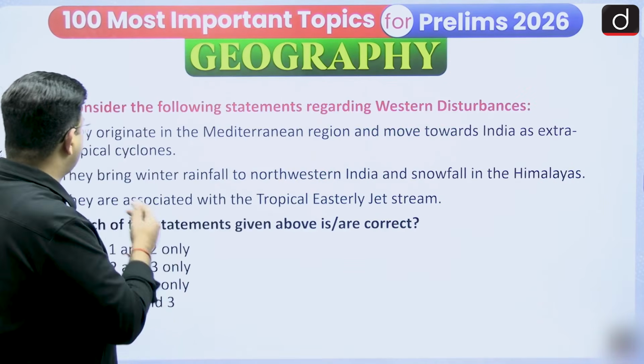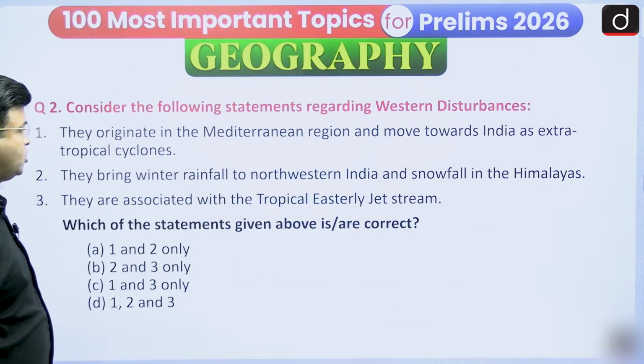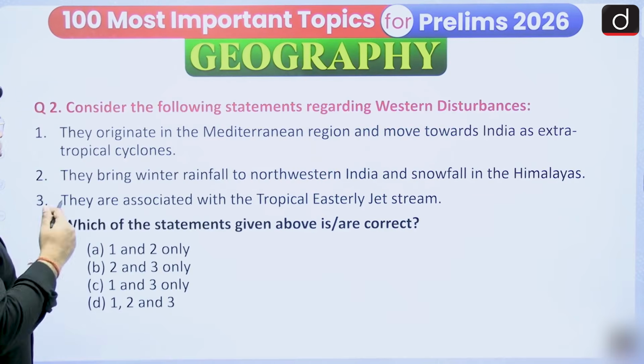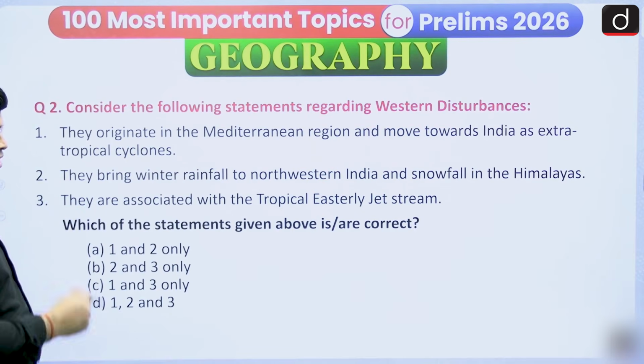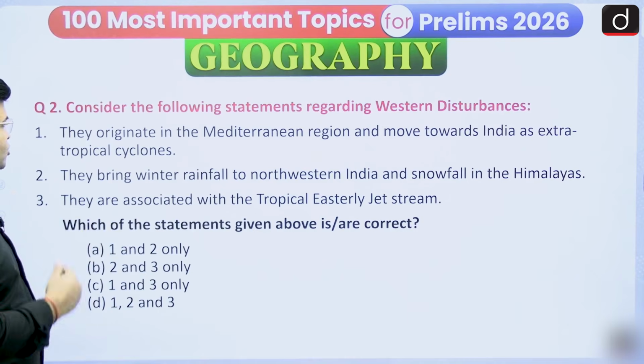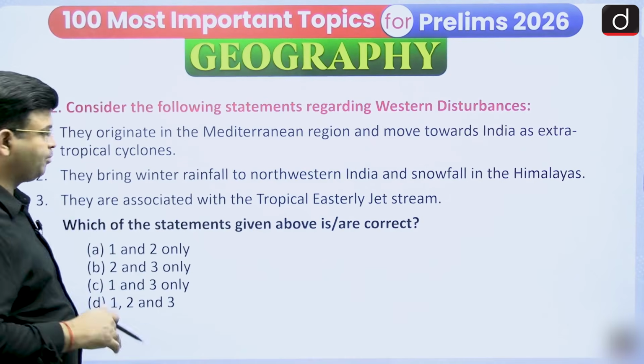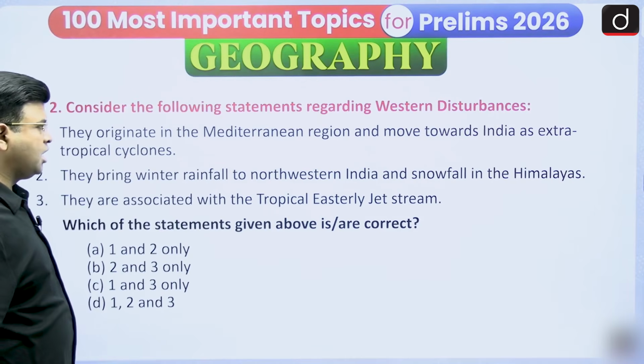Now you have to see the question based on this western disturbance. Consider the following statements regarding western disturbance. They originate in the Mediterranean region and move towards India as an extratropical cyclone. You have to understand that temperate and extratropical are the same. They bring winter rainfall to northwestern India and snowfall in the Himalayas.